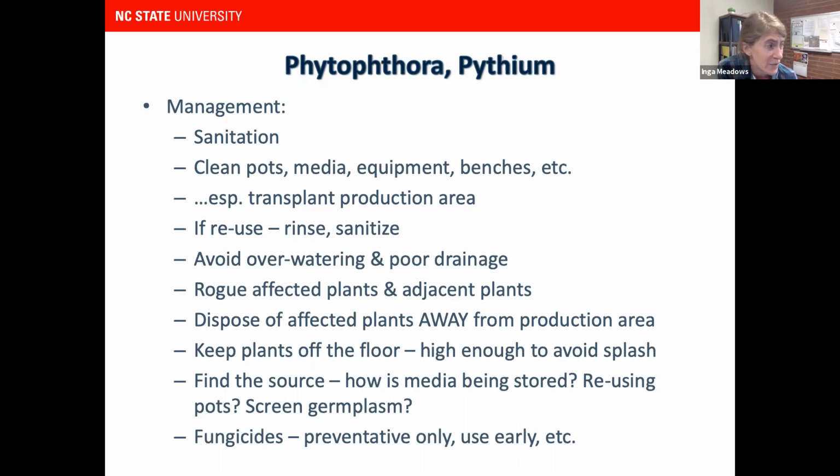It's best if you can keep plants off the floor, and this is not just for Phytophthora and Pythium, but for other diseases. And people often ask, well, how high do I need to keep them off the floor? High enough to avoid water splash, probably a foot or two at least. And I know that's not possible, but the floor is where a lot of soil and crop debris can hang out.